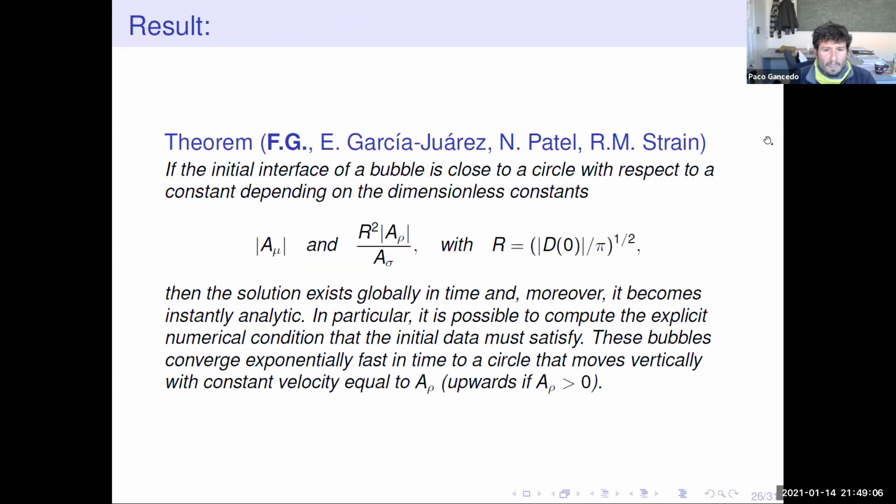Very good. So this is the result. This is what I already told you. Okay. So if we have an initial interface which is close to a circle, a bubble close to a circle, this close means, depending on some constants of the system, of course, but the constants of the system are dimensionless. Depending on this is the Atwood number with the viscosity. We have here gravity divided by surface tension. This R is essentially length. So R squared is essentially area.